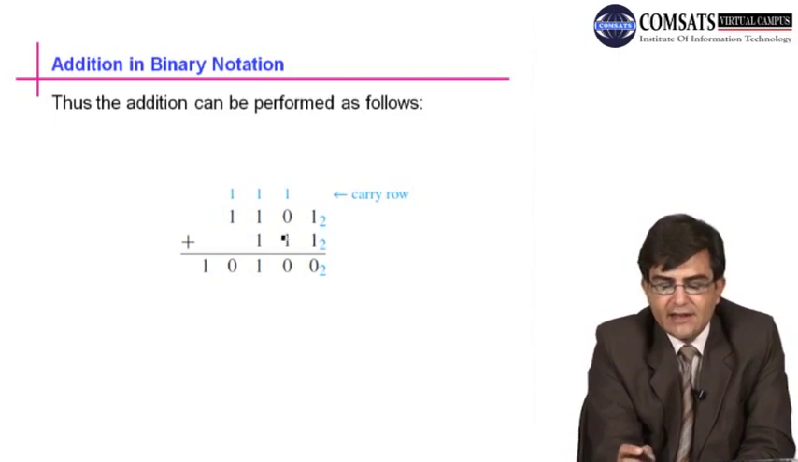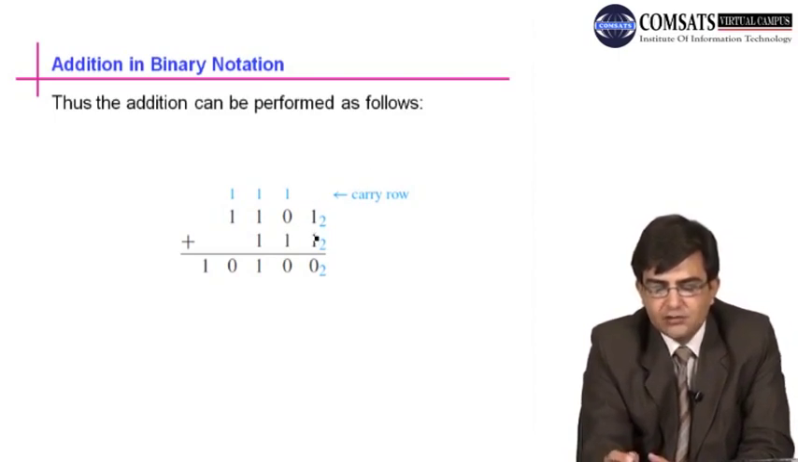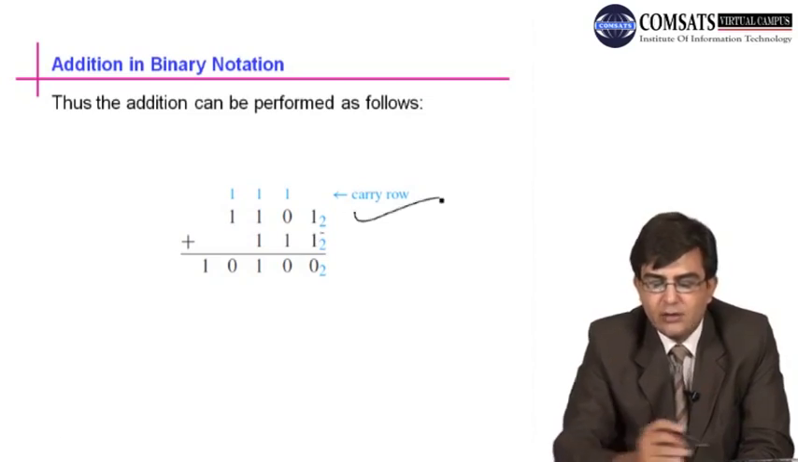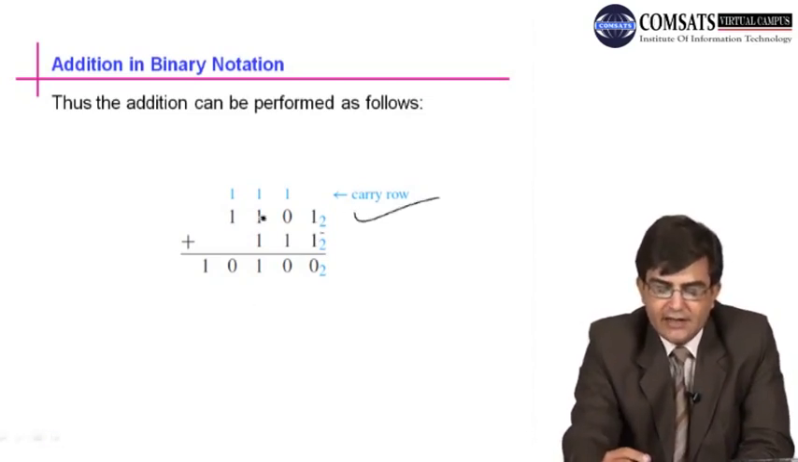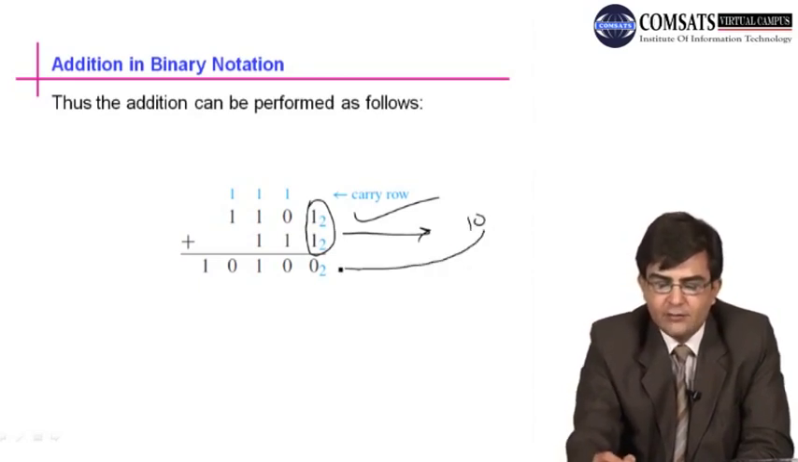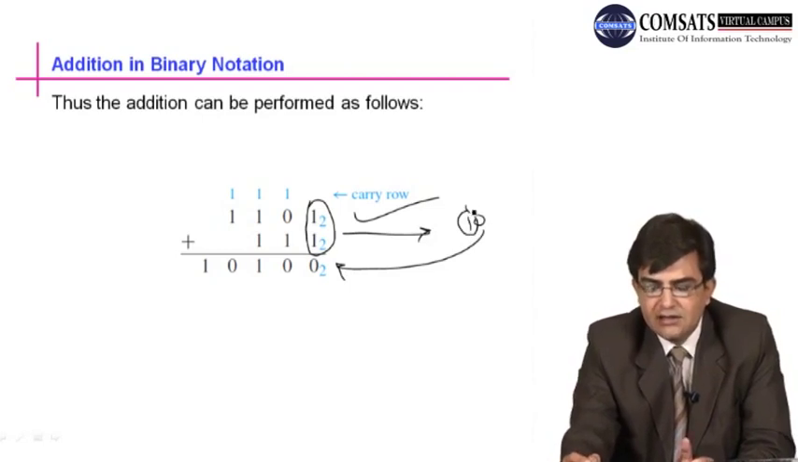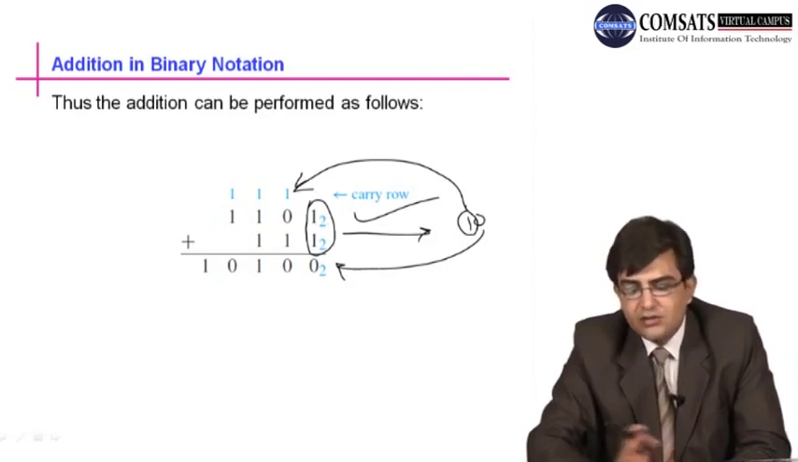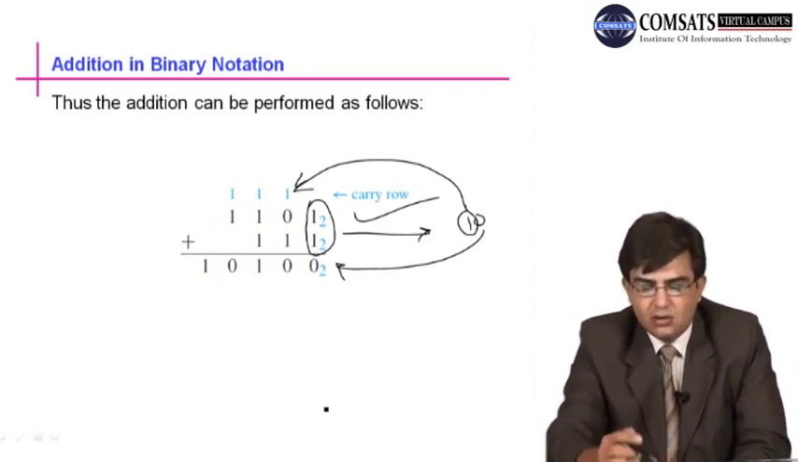We write the second number starting from the rightmost, that is, below the last digit of the first binary number. So we write it like this: 1101 and 111. We add up first two digits here. When we add up these two, 1 and 1, this will give us what? 10. We write here the right digit and we send the left digit as a carry to the next column.